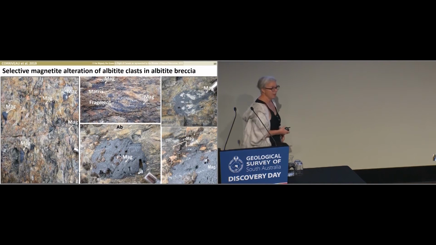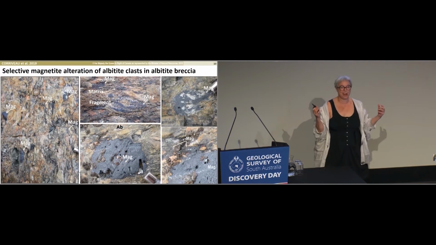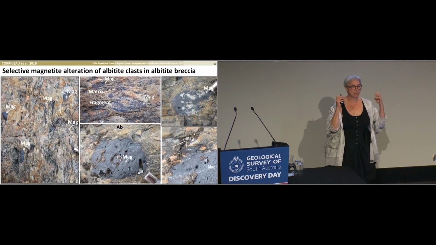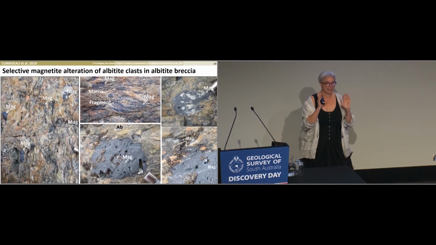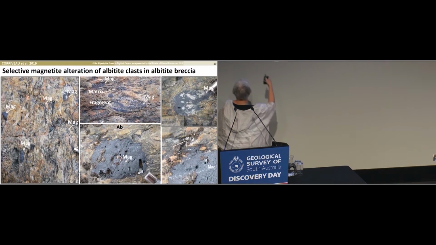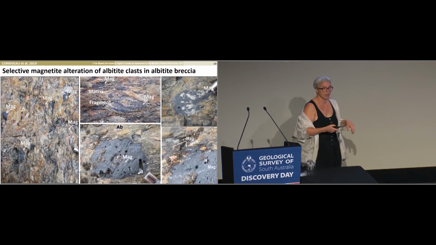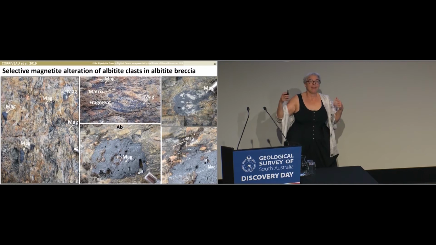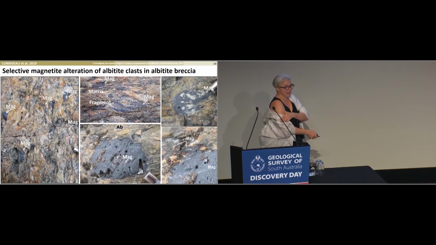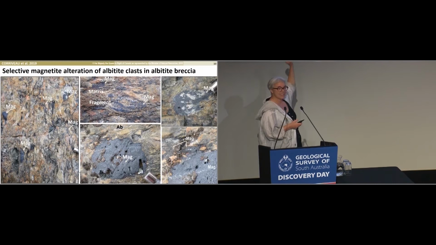Now, when you're mapping your rocks, your breccia, and you see polymictic breccia, always remember that some alteration loves clasts. So if you have beautifully magnetite altered clasts in here, do not jump to the conclusion that this was a magnetite rich rock that has been brecciated. It's wrong. If you have a K-feldspar one, and I don't have one in this picture, it may be very wrong as well. Quite often, magnetite in particular, K-feldspar in particular, loves to go and selectively replace clasts in breccia.